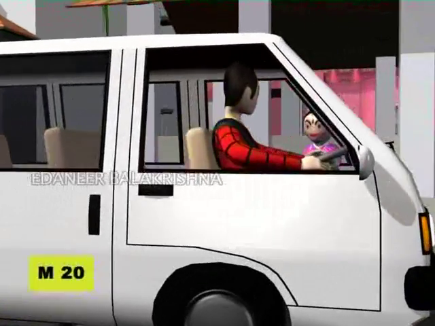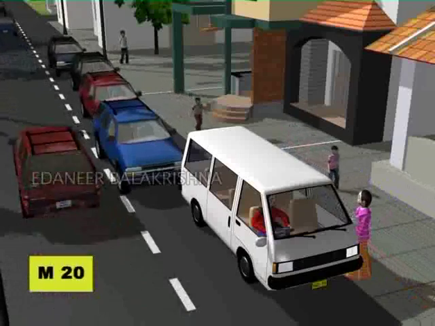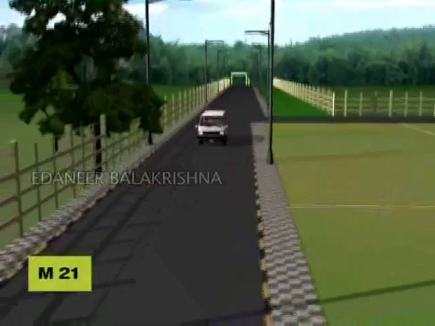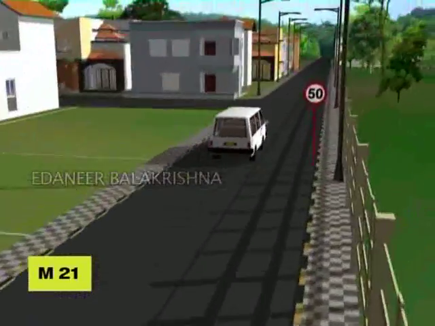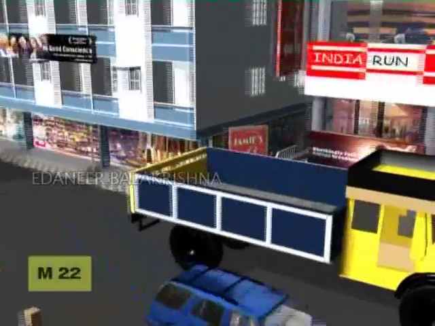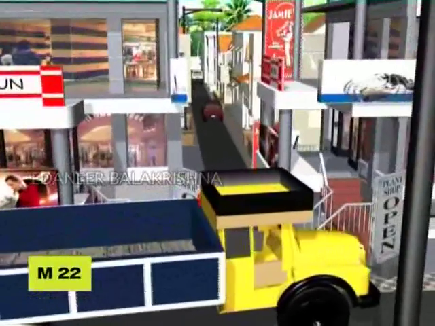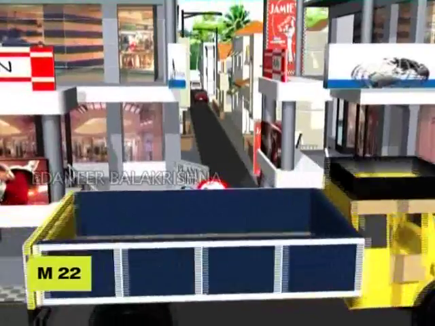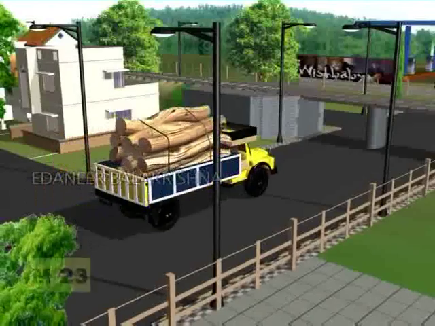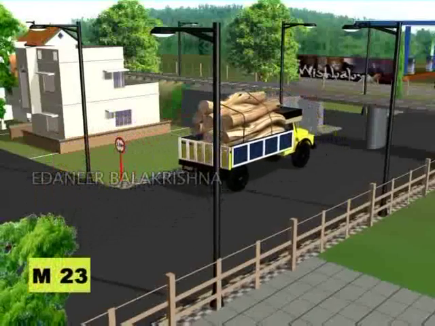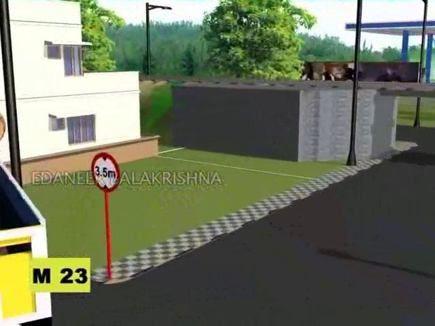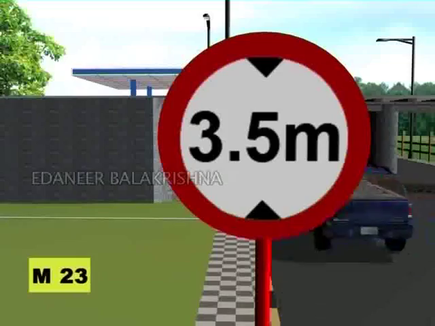M20. Vehicles must neither be parked nor be kept waiting even for a short period. M21. Vehicular speed must not be more than indicated, say 50 kilometers per hour. M22. The sign is used to prohibit the entry of vehicles exceeding a particular width, say 2 meters. M23. This mandatory sign warns the driver about the height of the overhead bridge, say being 3.5 meters.